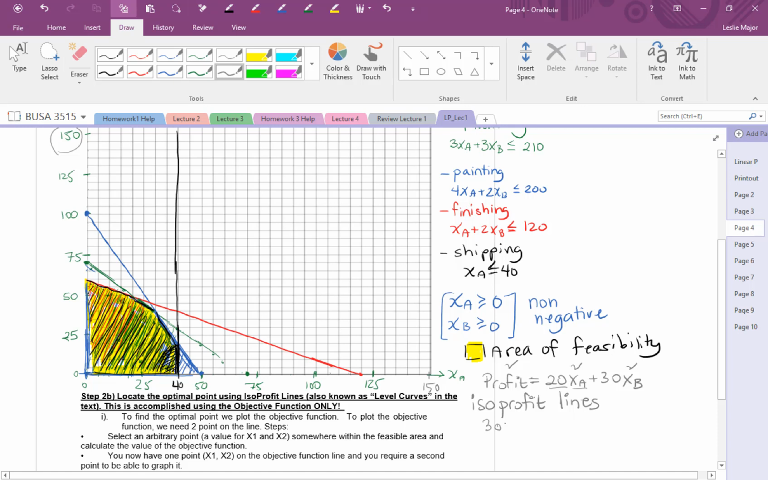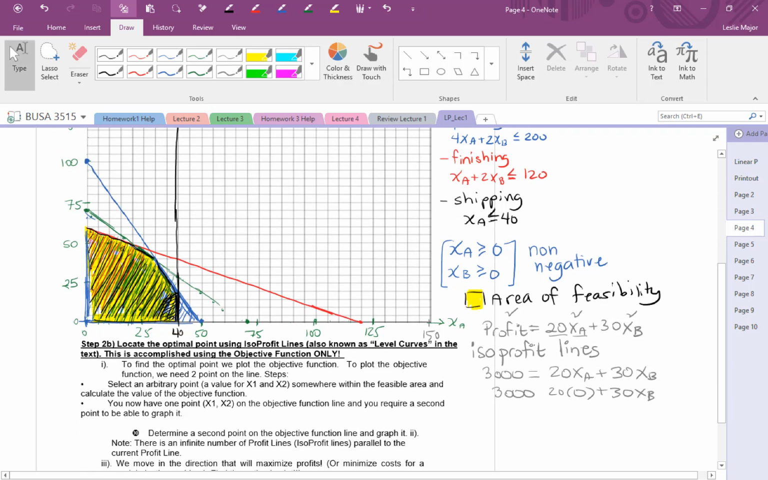So again, just play with values of the profit, pick a method that makes sense to you and see what that gives for a profit line. Okay, so let's say I picked 3,000. So to plot this, again, experiment with different values for XA and XB like we did before. So I'm going to do 0 for XA and see what my XB is for starters.